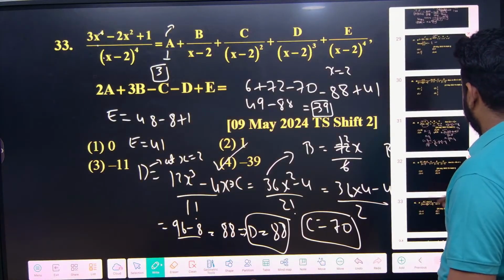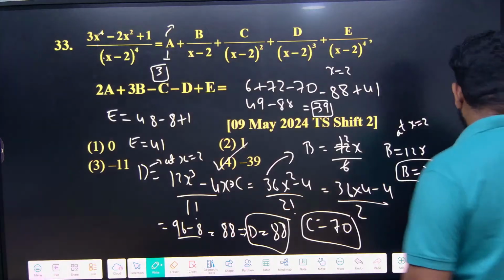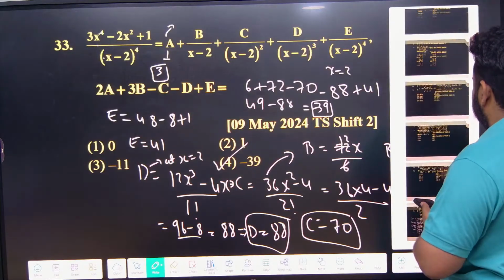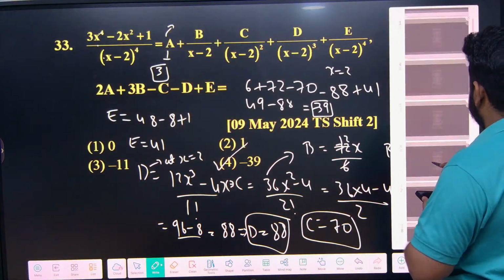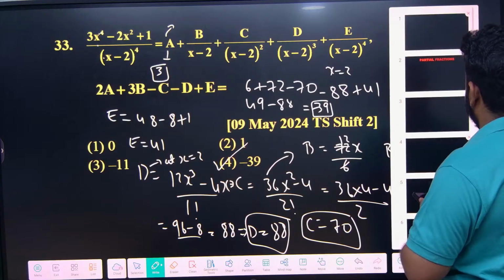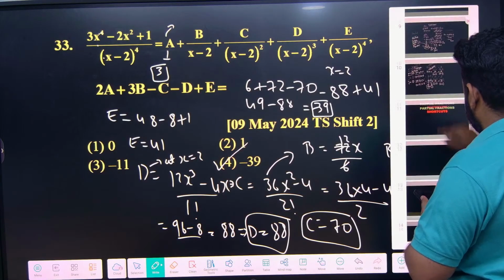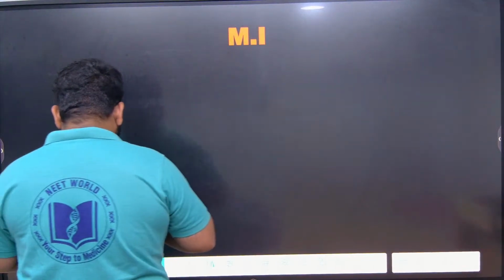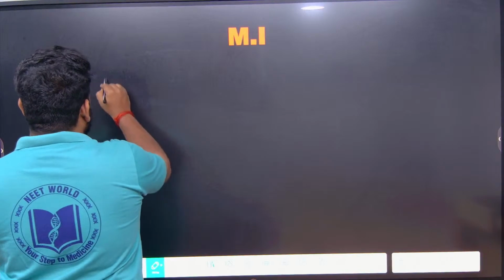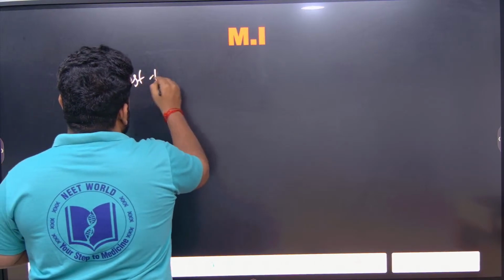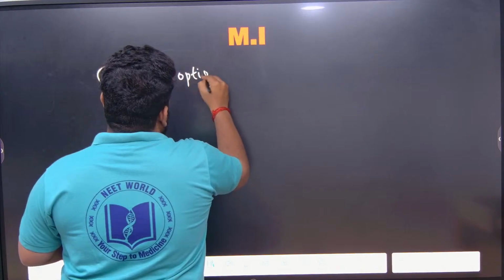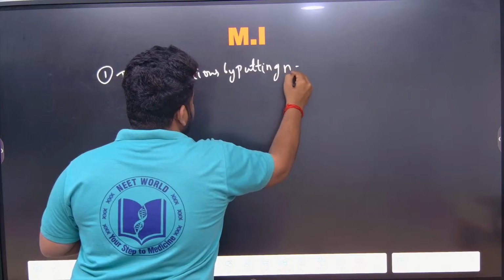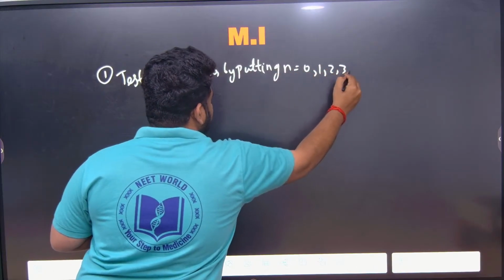Now let us go directly to mathematical induction. When we talk about mathematical induction, certain important key points you have to remember. First thing, you have to test the options by putting n value equal to 0, 1, 2, 3, like this as it goes on in the options.